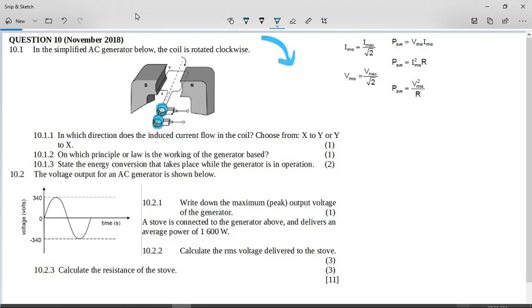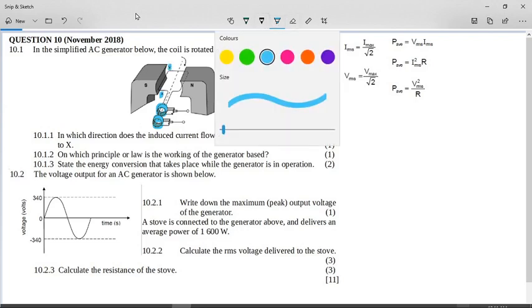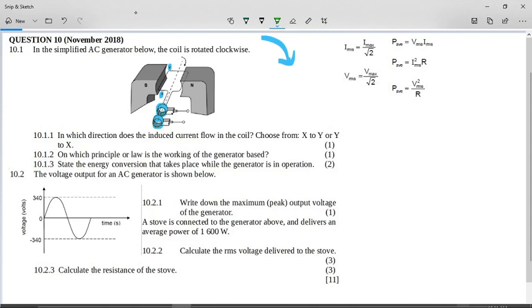This way is clockwise. It says in which direction does the induced current flow in the coil? Choose from X to Y or Y to Z. Can you see here is X and here is Y? So we have to pick which direction this thing is going to go.